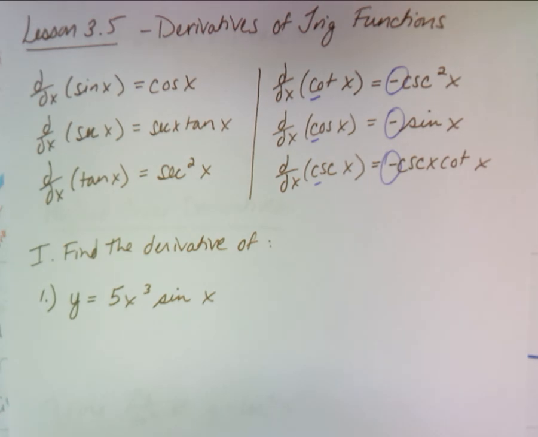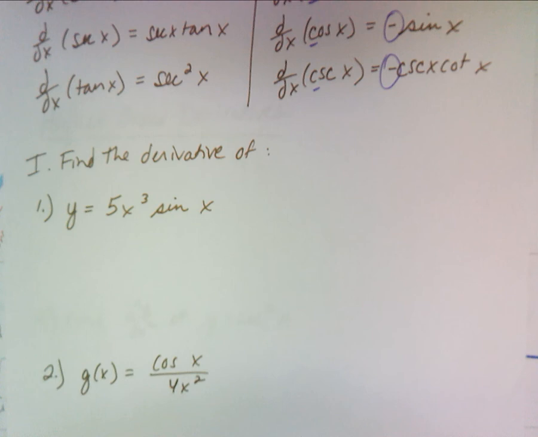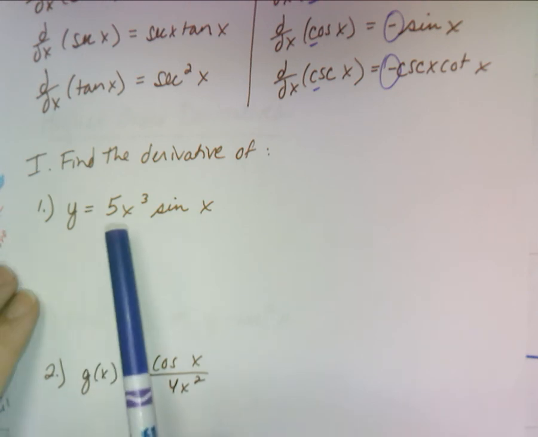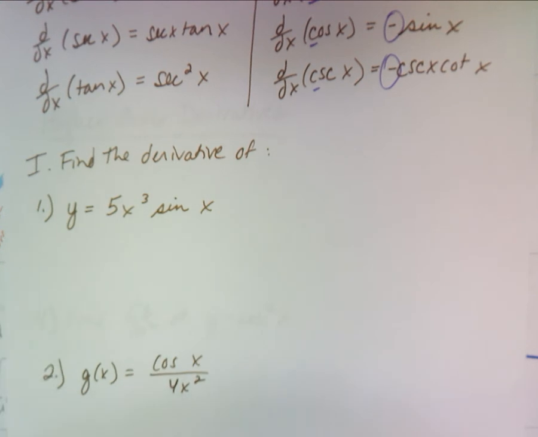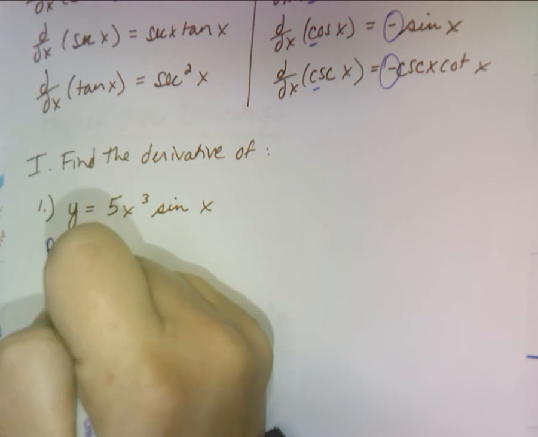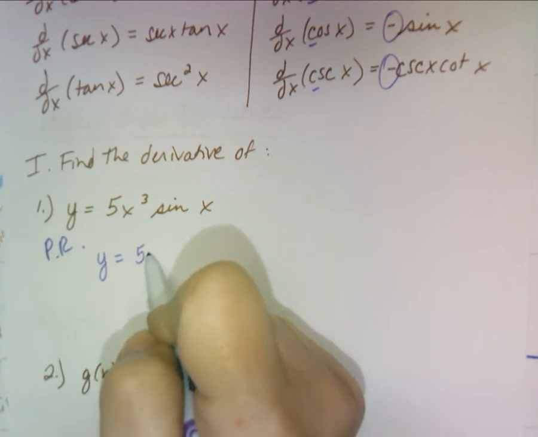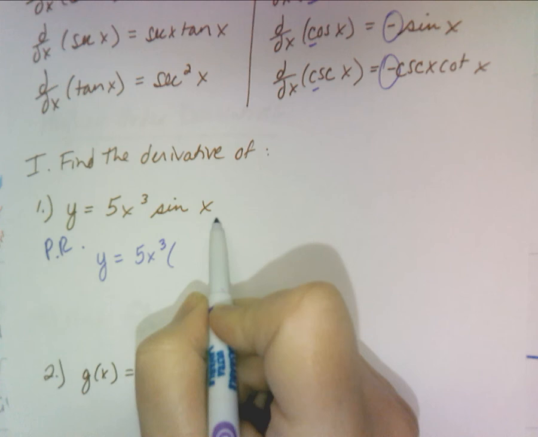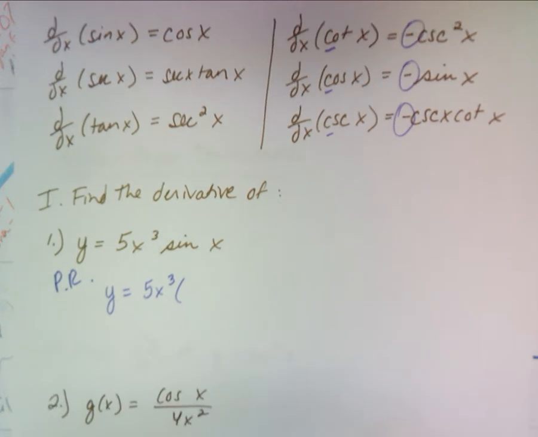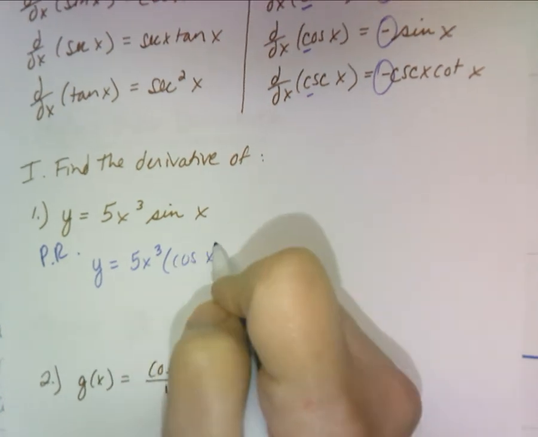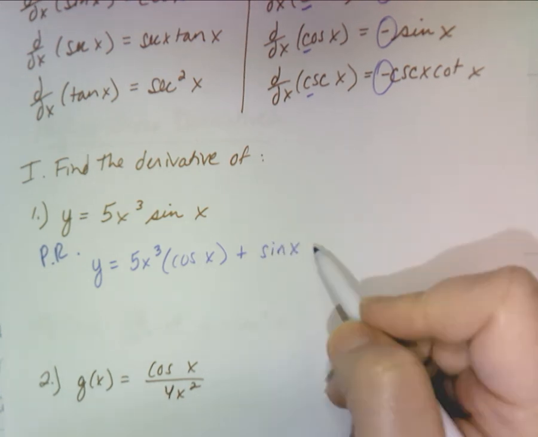Okay, so first thing is we're going to take a derivative of 5x cubed sine x. If you're looking at this, it looks like its own function times another function. Oh, a product rule. So we're going to need to do a product rule here. So the derivative would be first times the derivative of the second, the derivative of sine, look up there, cosine. So first times derivative of the second plus second, sine x, times the derivative of the first.